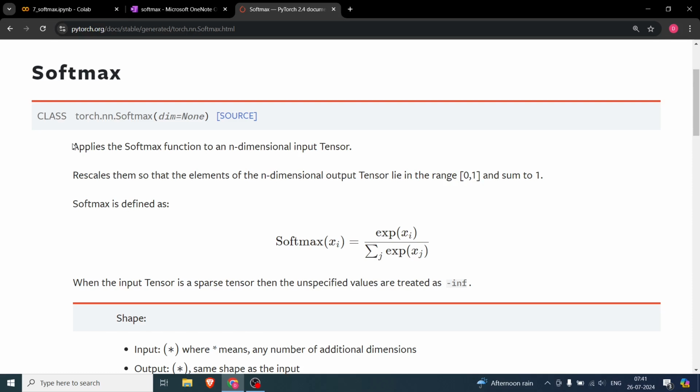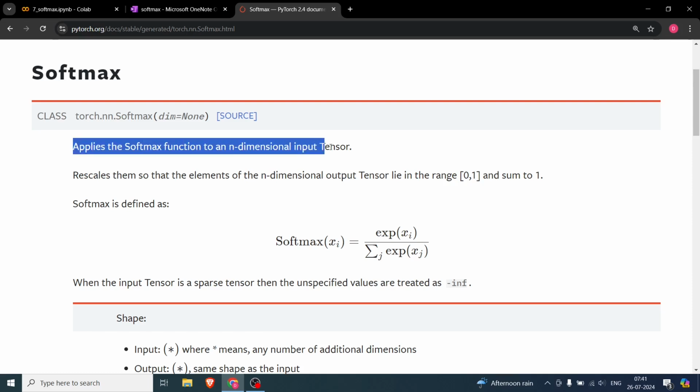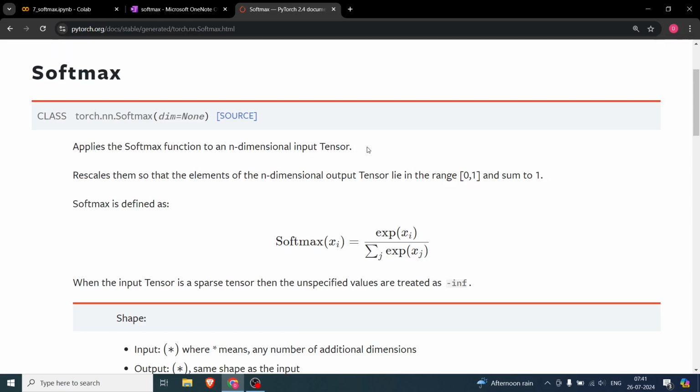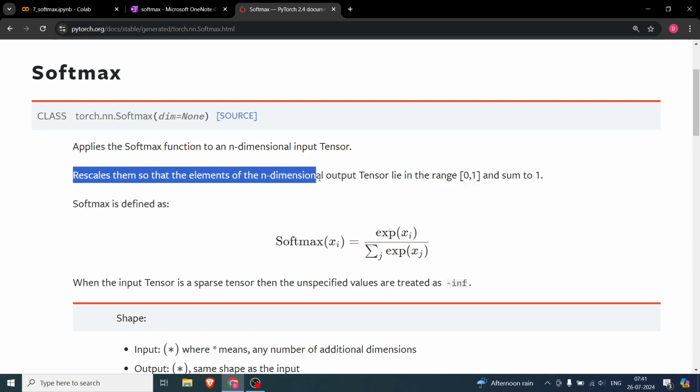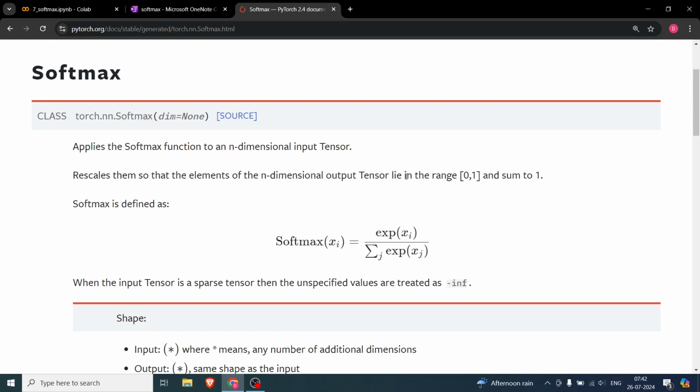Now, how does softmax work? It applies a softmax function to an n-dimensional input tensor. Now I'll explain what that means and what is softmax and all of that. It also rescales them so that elements in the n-dimensional output lie in the range 0 to 1 and sum to 1. Now, what does it mean to say lie in the range 0 to 1? Doesn't this mean probability? Because probabilities lie between 0 and 1, and they also sum equal to 1. So basically what we are saying is we are trying to talk about probability.